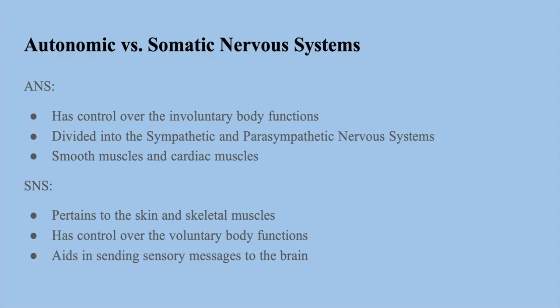Next, we're going to be talking about the somatic nervous system. And this system controls the voluntary body functions that we have control over. This means it pertains to the skeletal muscles and the skin muscles. These we have control over. And this system aids in sending sensory messages to the brain, which is very important to know.